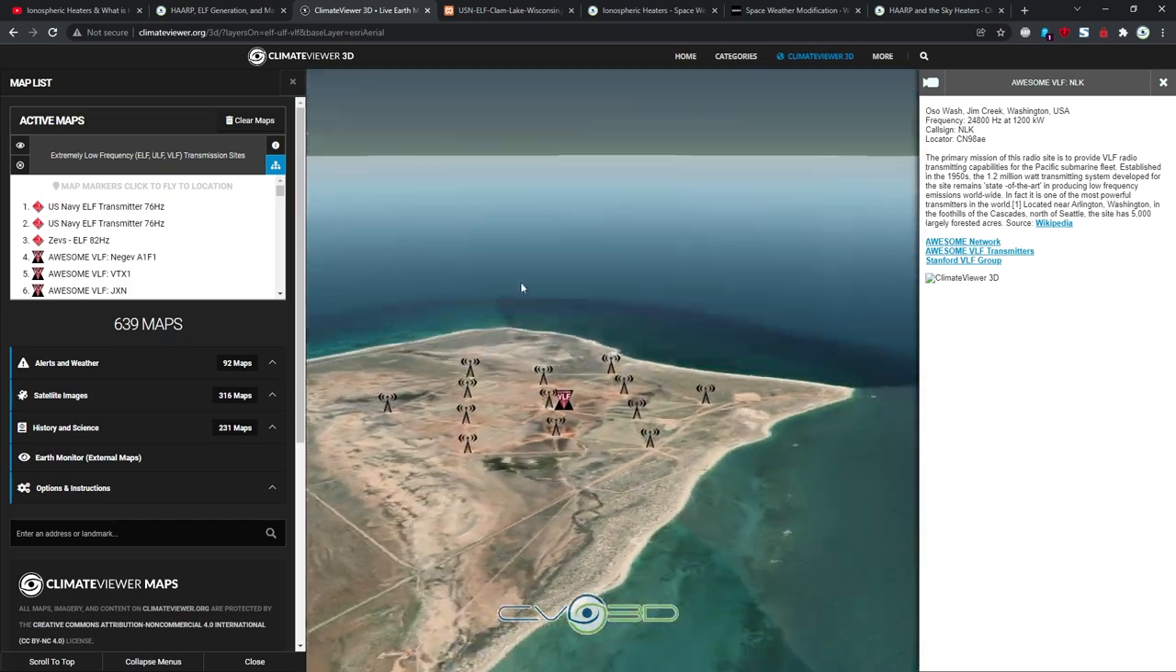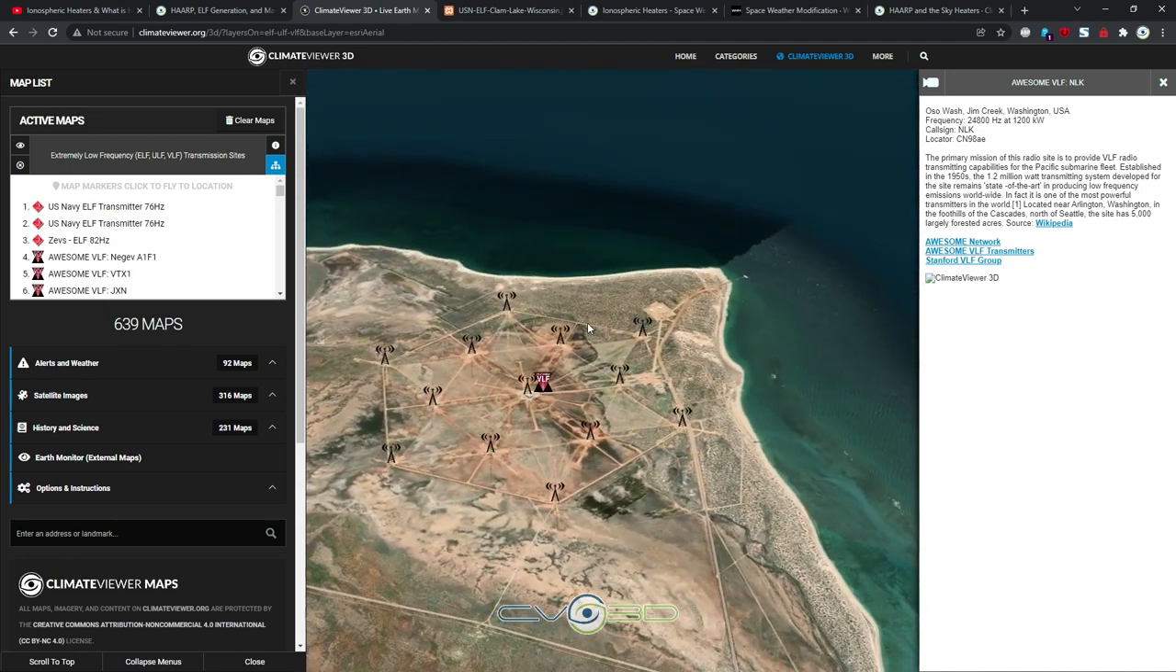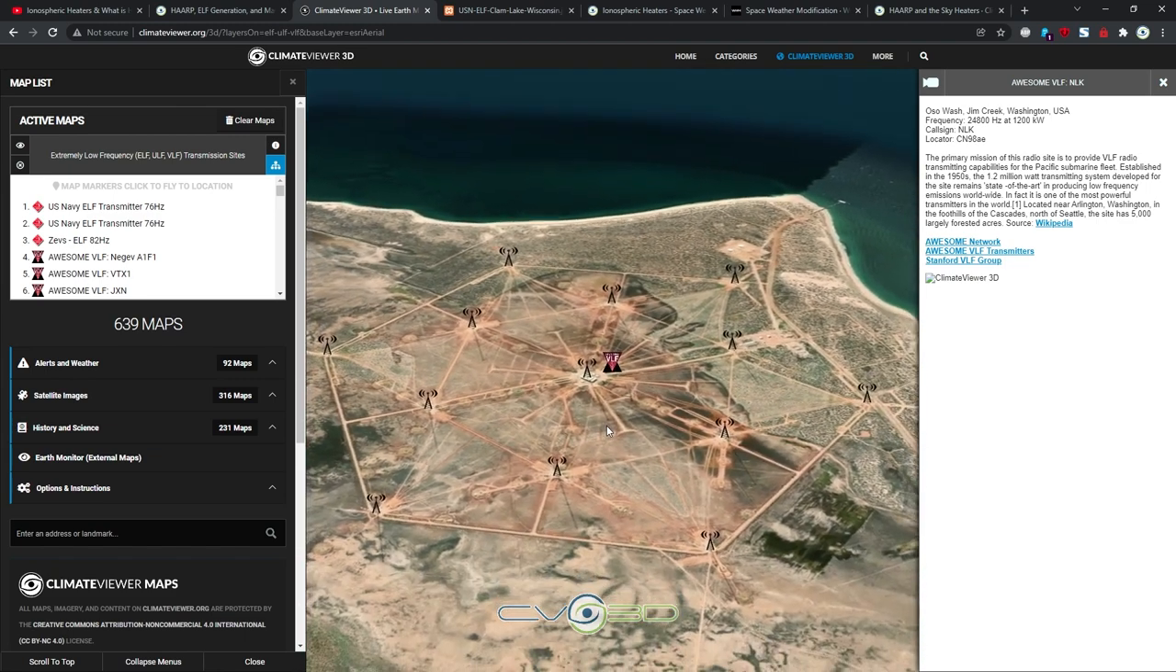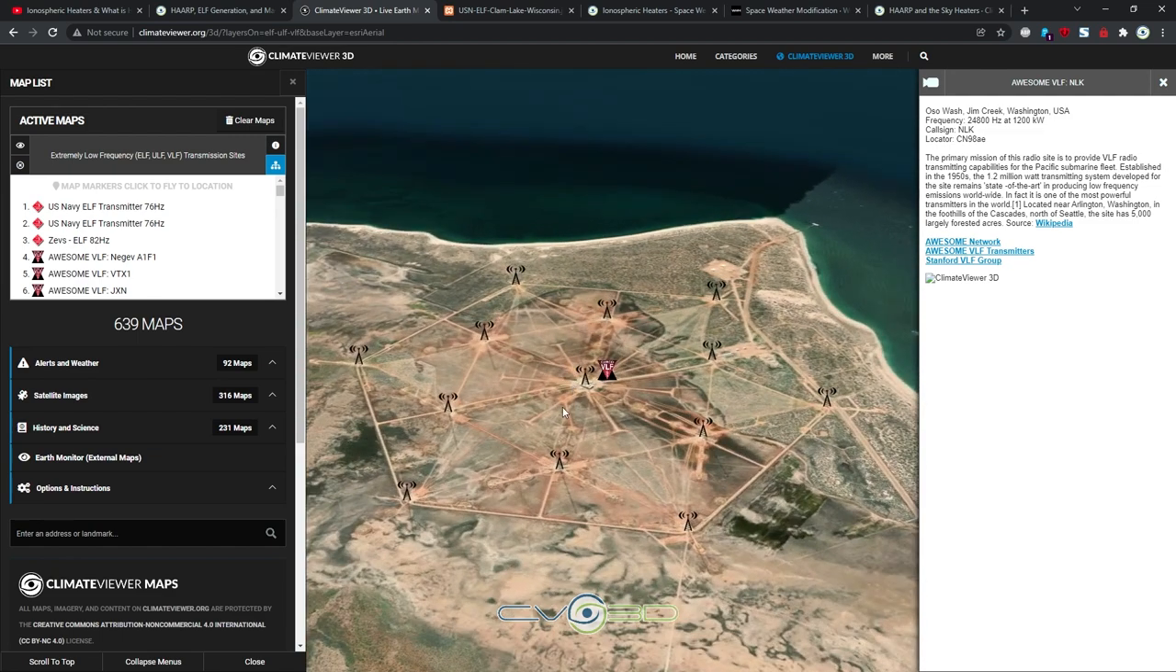Very interesting stuff. But when you look at it in 3D, these are the VLF transmitters around the world. Not ionospheric heaters, but they still have some of the similar techniques, characteristics, and effects on the ionosphere and weather, which we will get into in another video. It's a highly controversial topic, ionospheric heaters and any kind of electromagnetic transmitter modifying the weather. But as we'll see in upcoming videos, the facts are the facts. So we'll dig into that in the next video.